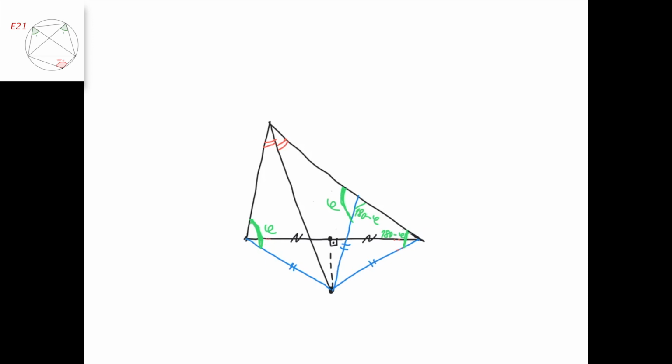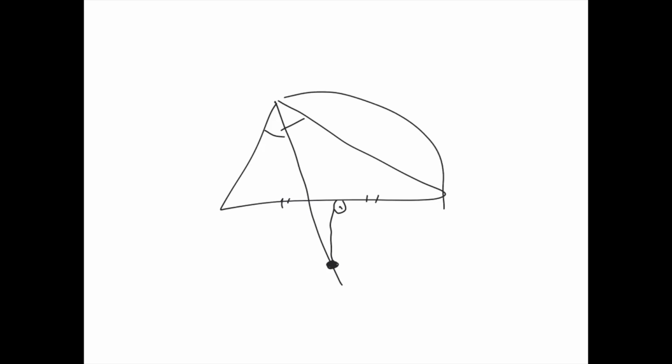And that's what we needed to prove in the first place, that this point lies on the circumcircle of the triangle. So in conclusion, if we have a triangle and we have an angle bisector intersecting a perpendicular bisector of the opposing side, like this, then this point here, the intersection point, must lie on the circumcircle of the triangle, and it's the midpoint of this arc here.